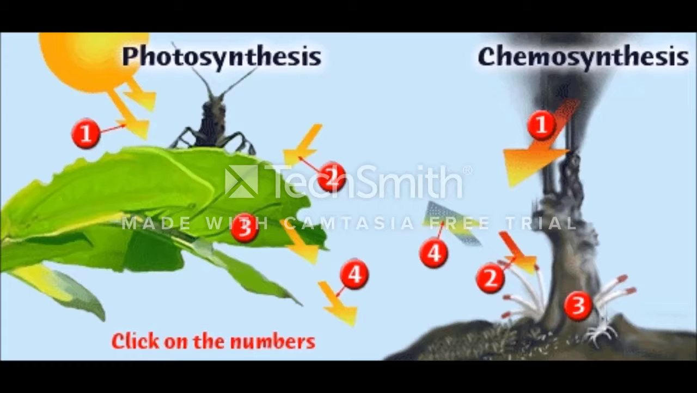In the process of photosynthesis, organisms capture light energy and use it to power chemical reactions that convert carbon dioxide and water into oxygen and energy-rich carbohydrates such as sugars. Chemosynthesis is a process in which chemical energy is used to produce carbohydrates.